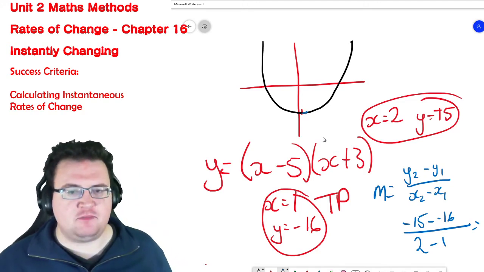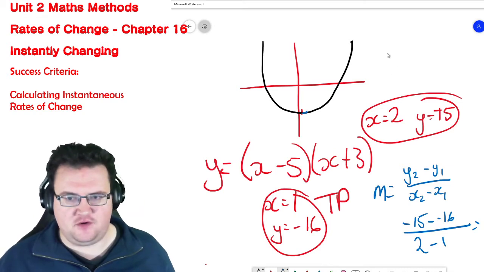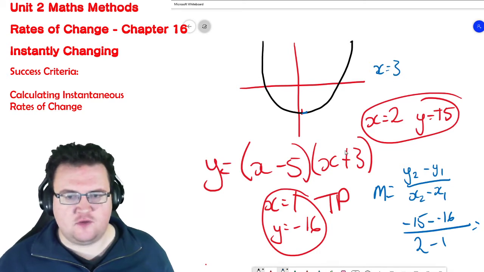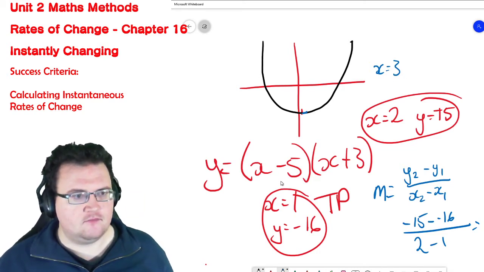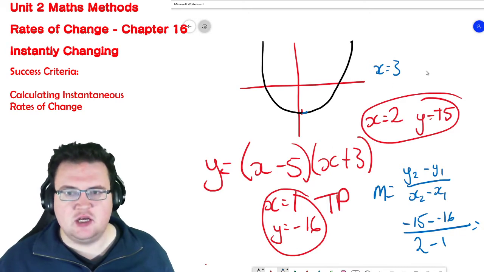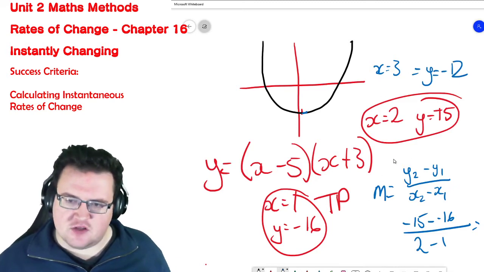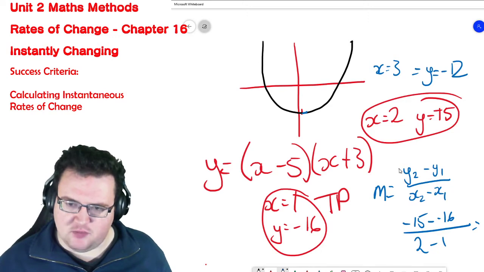But the gradient between 2 and 3 is going to be different. So when x equals 3, 3 minus 5 is minus 2, and 3 plus 3 is 6. So it's going to be minus 2 times 6. That means y is going to be equal to negative 12. Now, this is between these 2 points.